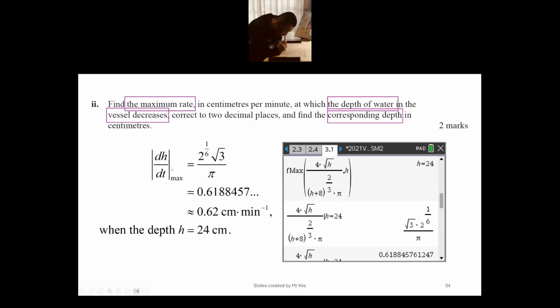So how we present the answer as our response. If I were writing the response on the exam booklet, I would say absolute value dh/dt maximum equals 0.62 centimeters per minute when the depth h equals 24 centimeters.